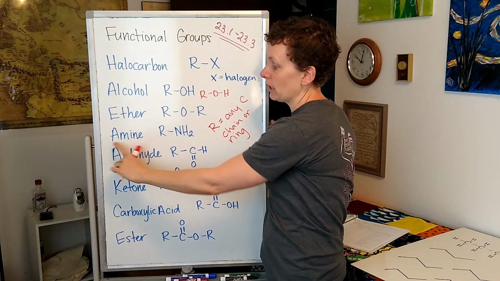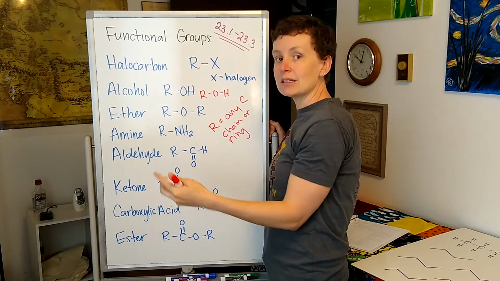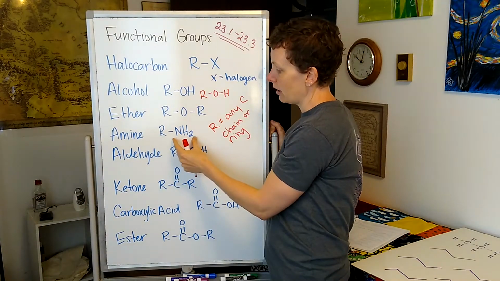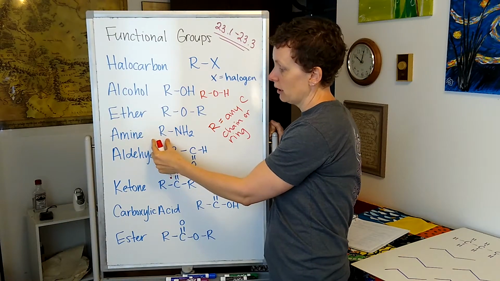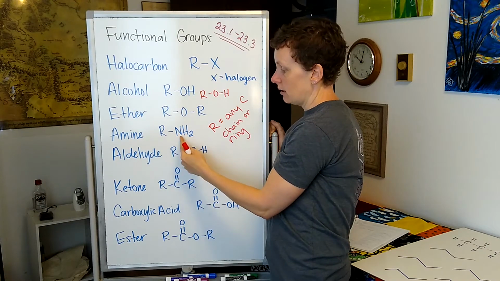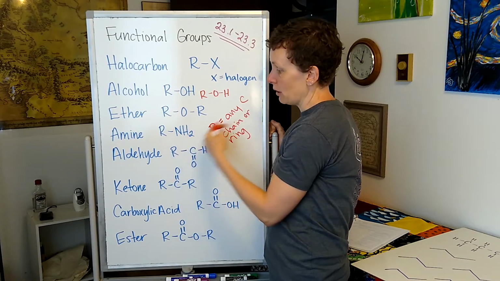Okay, amine. We've talked about ammonia and ammonium. AM means nitrogen. So amines are a nitrogen group attached to a carbon group. So nitrogen, NH2, that's an amino group.